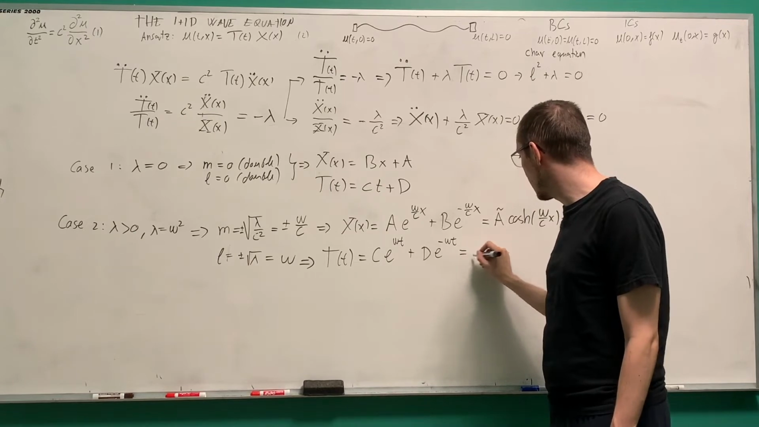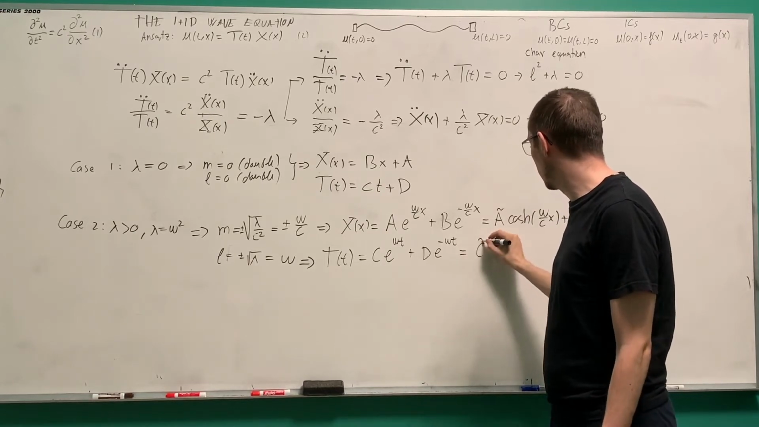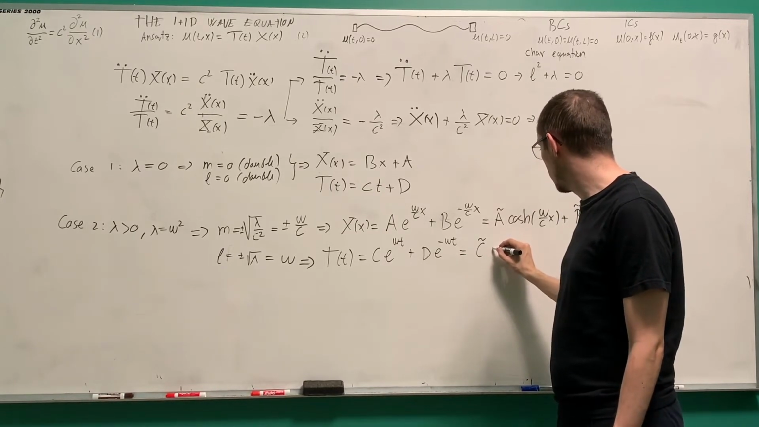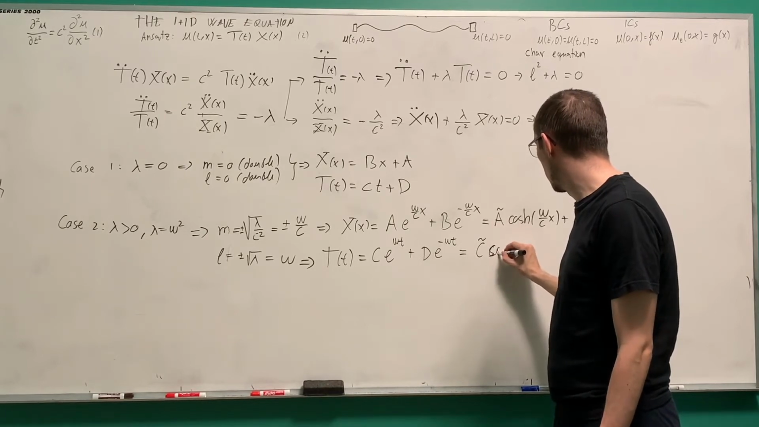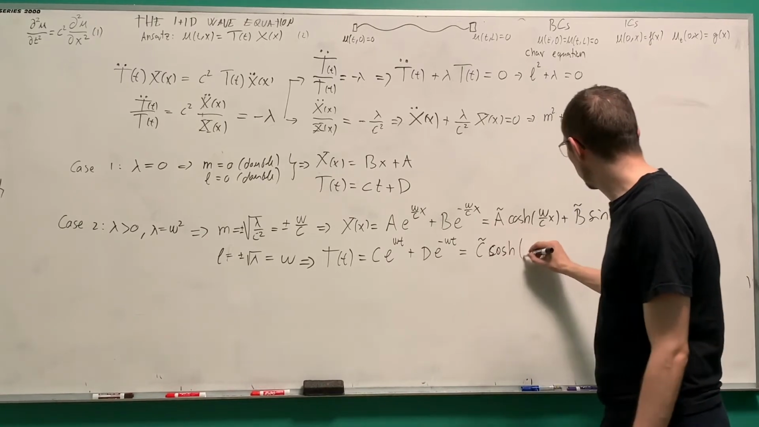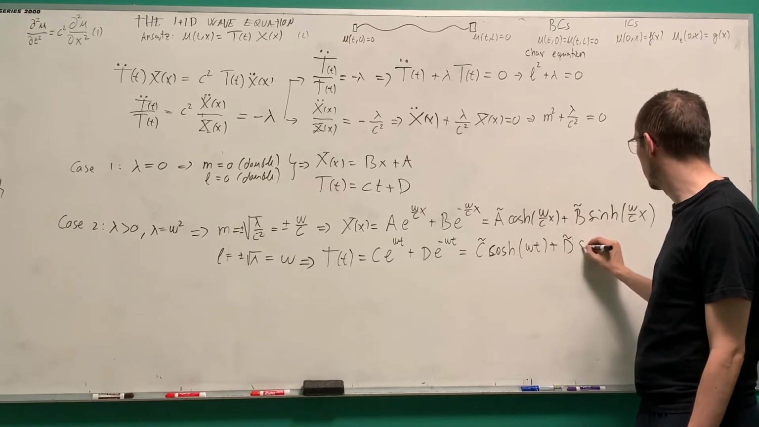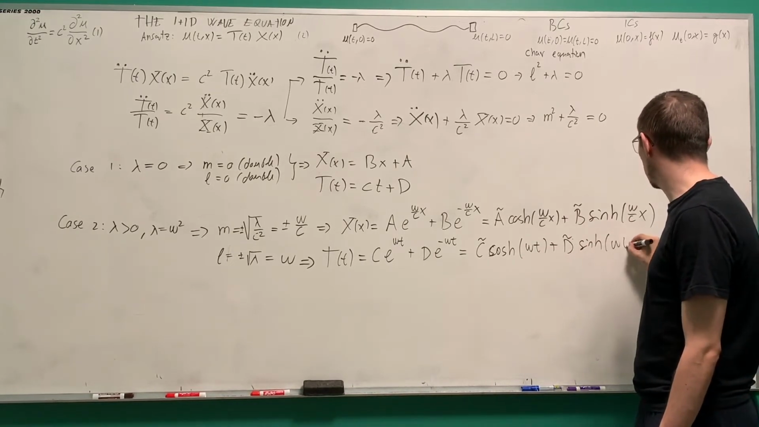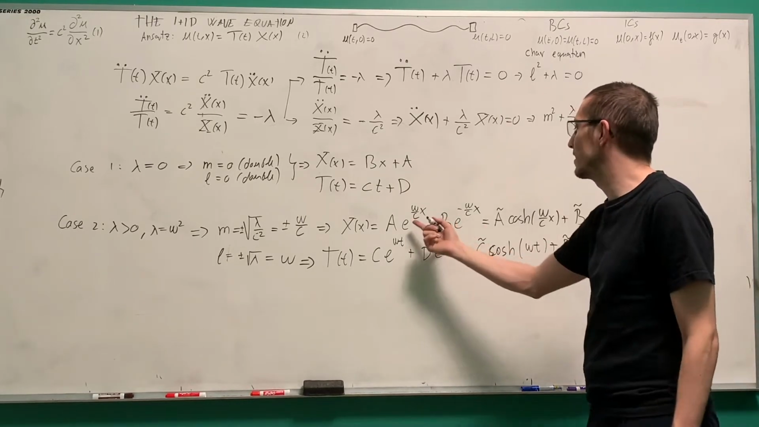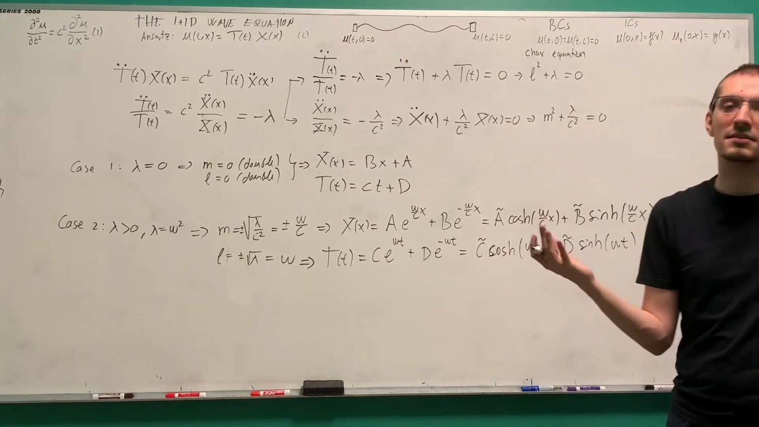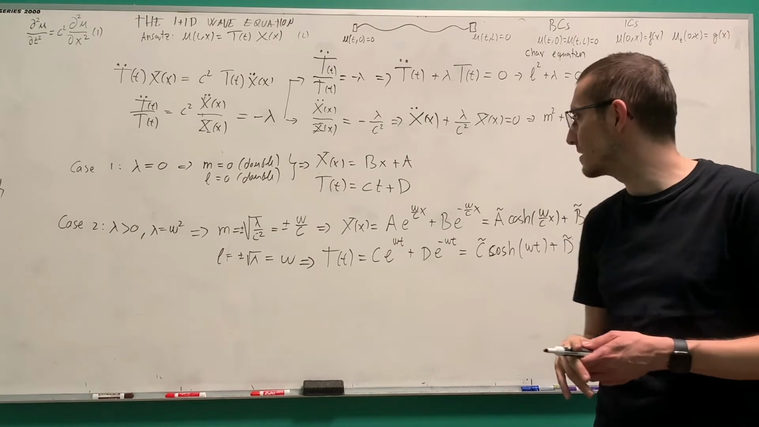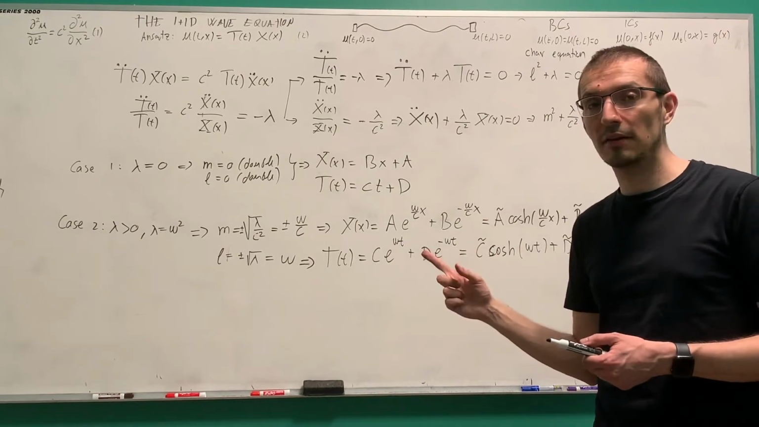And then this is the same as c tilde, if you want, cosh of omega t plus d tilde sinh of omega t. We can use either or. I mean, if you like the exponentials or the coshes, it's the same. Whatever is most convenient for your exercise. Right, let's see case 3.